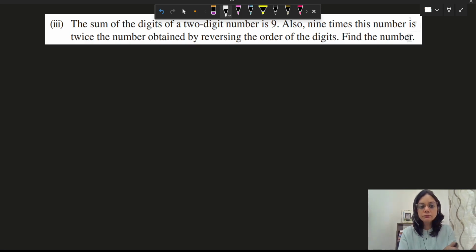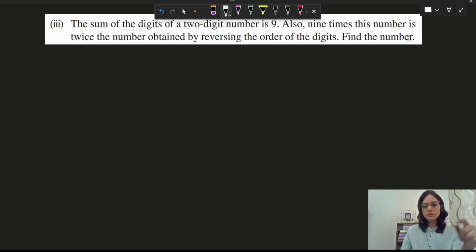It's a digit problem, so that is also a very important question. Numbers you have to frame using two variables, yeah, two digit number. So the sum of the digits of a two digit number is 9. Also 9 times this number is twice the number obtained by reversing the order of the digits. Find the number.